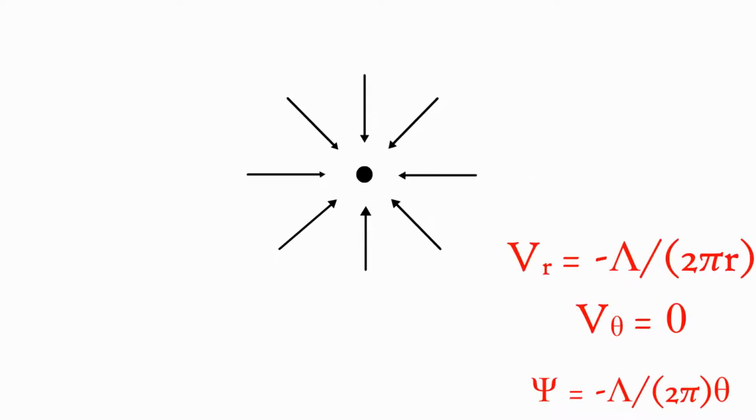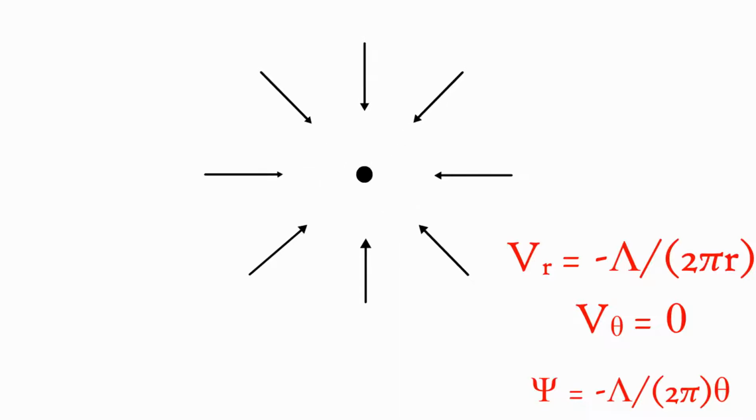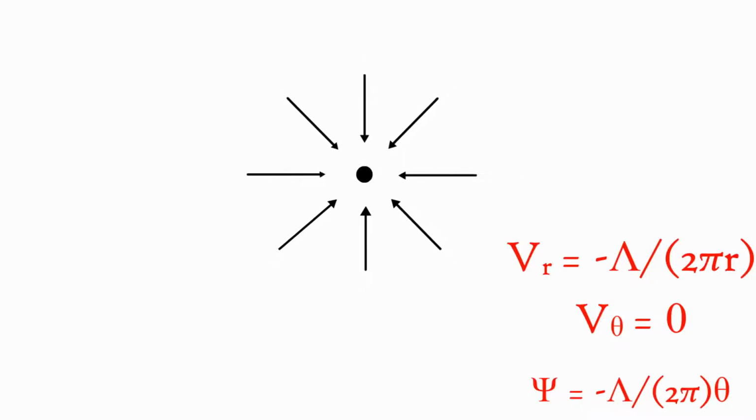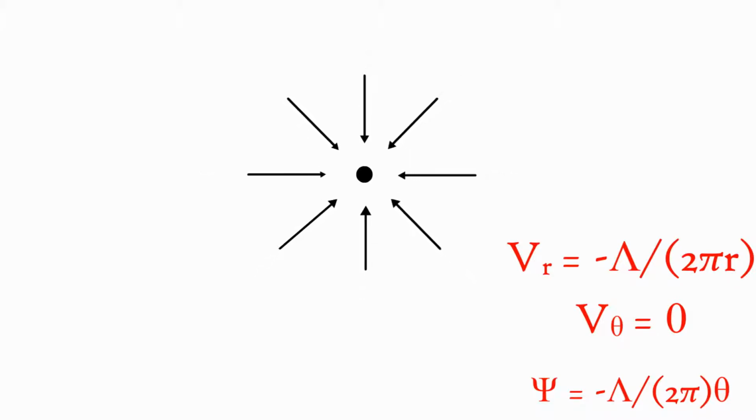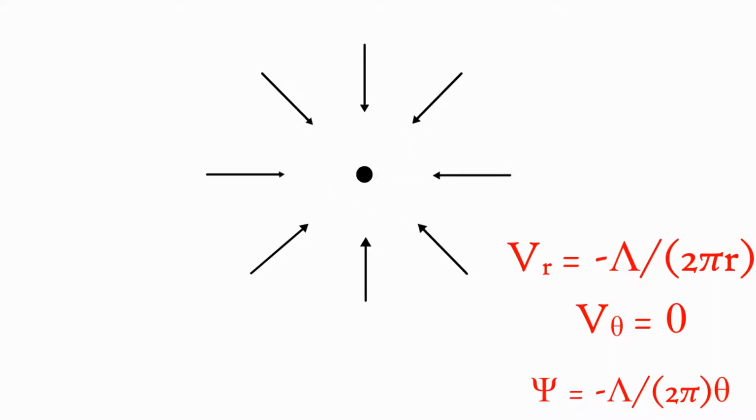The opposite of a source is a sink, where the flow all converges to one single point. The only difference is that the radial velocity, and hence the stream function, is now negative.